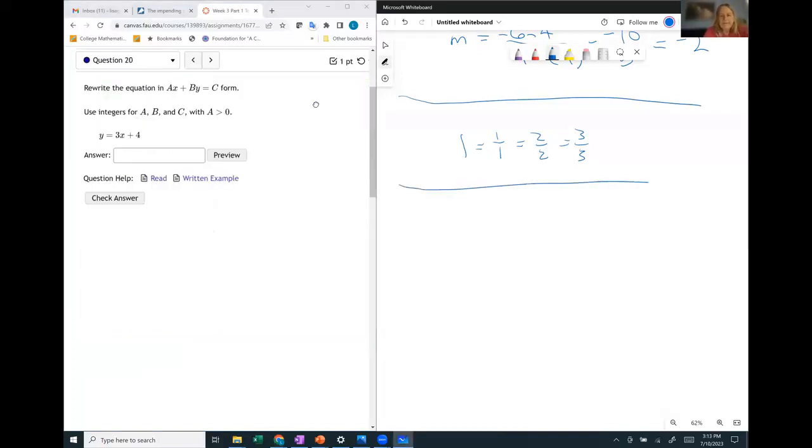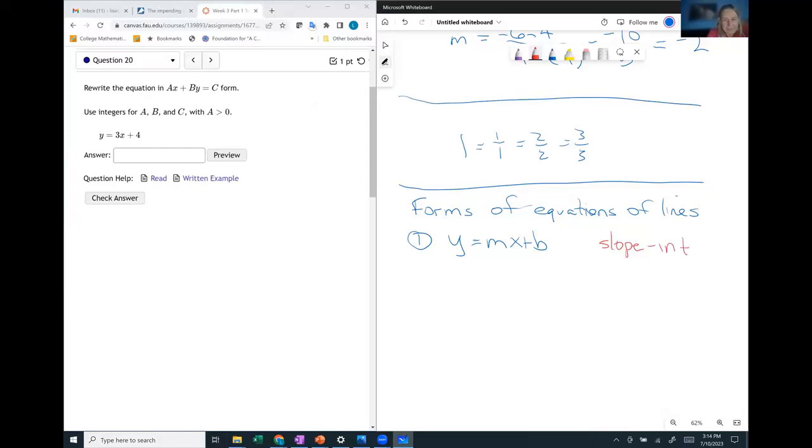We have a couple of different forms of equations of lines. The first one we learned is y equals mx plus b. And we call this slope intercept form. Why do we call it that? Because we have the slope and the y-intercept.